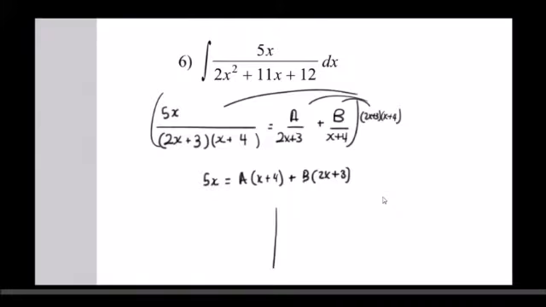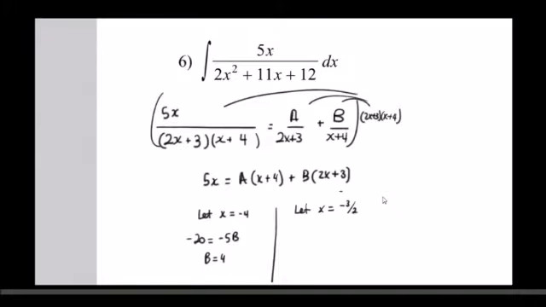So, as with the other two problems, let's choose a convenient value. Let's let x equal negative 4. When it's plugged in for all the x's, we're going to get negative 20. That's going to cancel the A, but here we're going to get negative 4 times negative 8. Negative 8 plus 3 is negative 5, so negative 5B. So B equals 4.